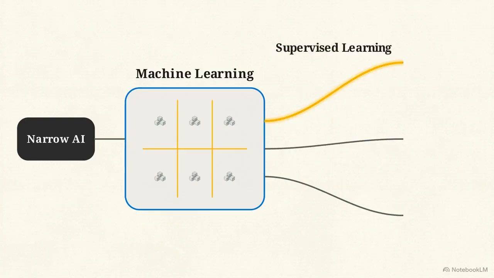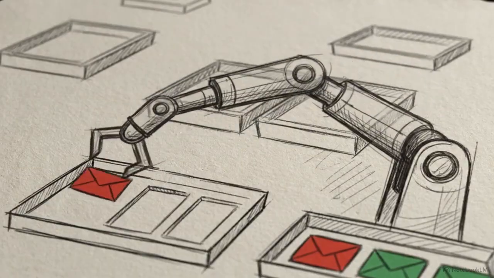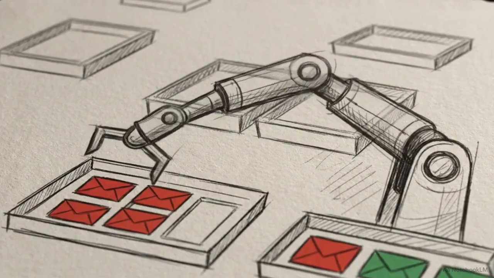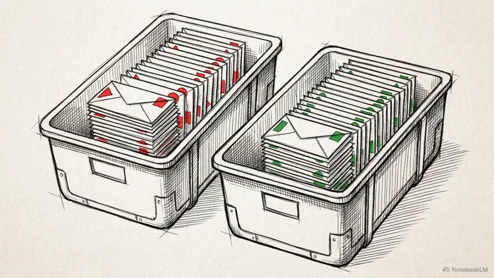The first is supervised learning. This works like a set of flashcards. We give the computer thousands of examples that humans have already labeled, like red or green, until it learns how to tell the difference and sort new items correctly.